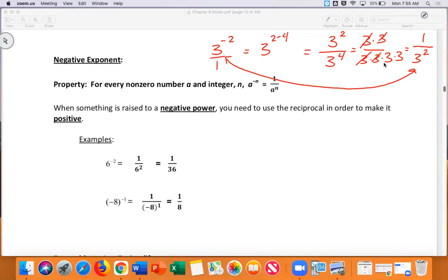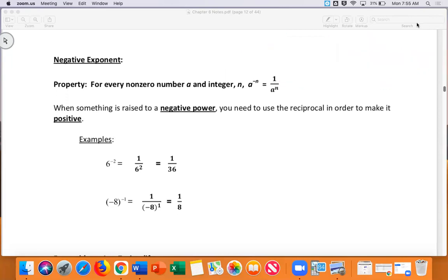If that 3 to the negative 2 was in your denominator, then it needs to go. It's not where it's supposed to be, so it goes to the numerator. They like to say that when something is raised to a negative power, you use the reciprocal in order to make it positive. So 6 to the negative second equals 1 over 6 squared, which is 1 over 36. Negative 8 to the negative 1 means 1 over negative 8 to the first. You guys all right with that?